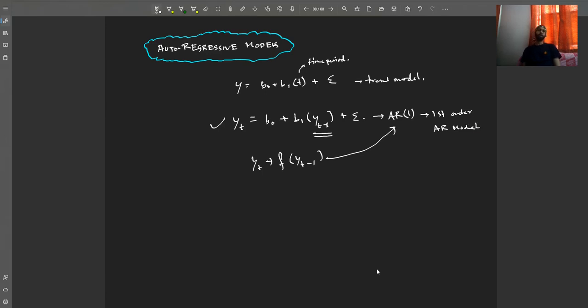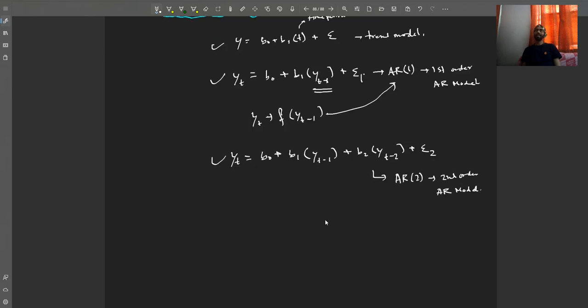Now what is the second order autoregressive model, friends? This is given by something like this. Yt is equal to b0 plus b1 yt minus 1 plus b2 yt minus 2 plus error. Let's call this error 1, error 2. Okay. This is called the second order autoregressive model, or AR2.